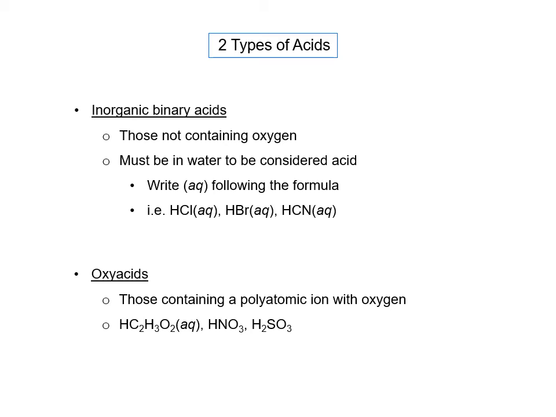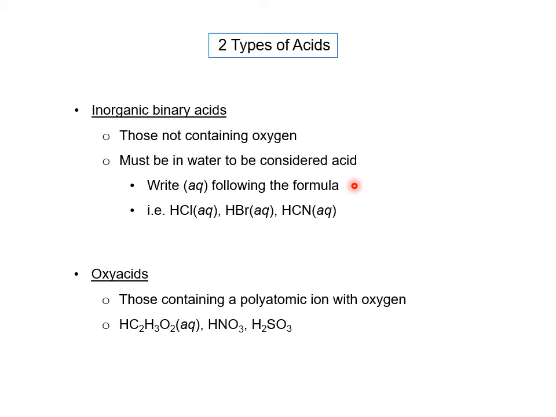Now going back to acids, there's two different types of acids. There's inorganic binary acids and there's oxyacids. The inorganic binary acids are acids that only contain a hydrogen attached to some form of a nonmetal, or in some cases a polyatomic ion that has no oxygen. In order to be an inorganic binary acid, it does not contain any oxygen. These inorganic binary acids have to be in water in order to be considered acids. Otherwise, they're just considered molecular compounds.